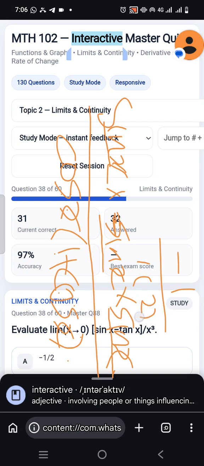So 1 plus 1 is 2. So that is minus 1 all over 1 times 2. That is minus 1 over 2. So my answer is actually A, which is minus 1 all over 2.